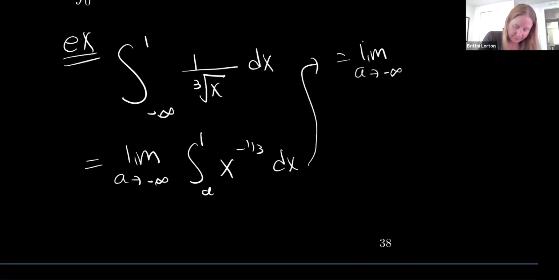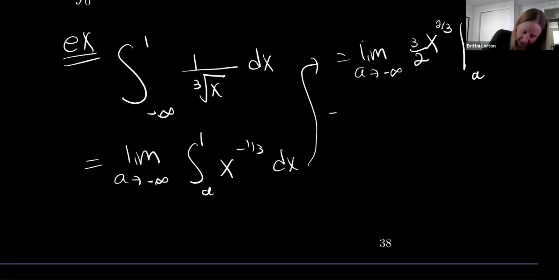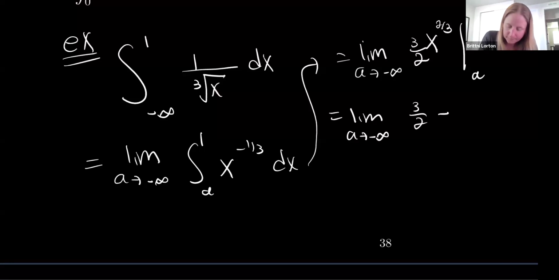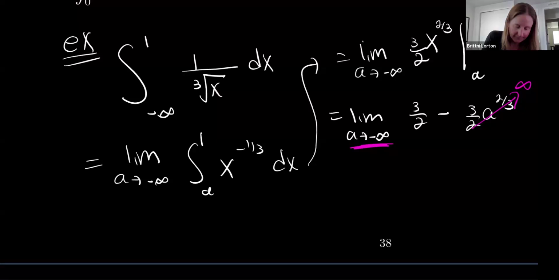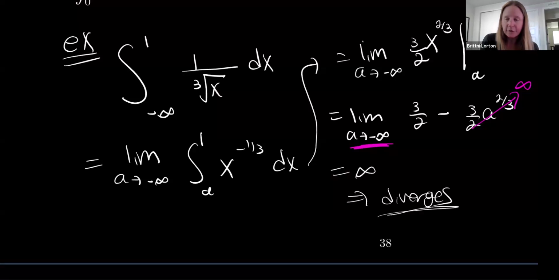The limit as a approaches negative infinity of x to the power of 2/3, I had to think about it, sorry, 2/3 times 3/2, add 1 to the power, divide by the new power from a to 1. The limit as a approaches negative infinity of 3/2 times 1 minus 3/2 times a to the 2/3. And here is an example where as a approaches infinity, this guy shoots off to infinity. It's not a negative exponent or anything like that. So this answer to the limit was infinite. So therefore that integral diverges.